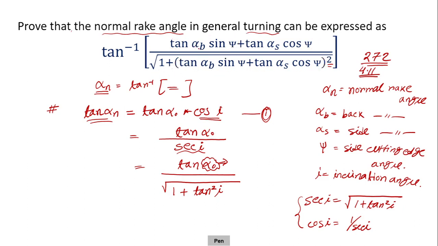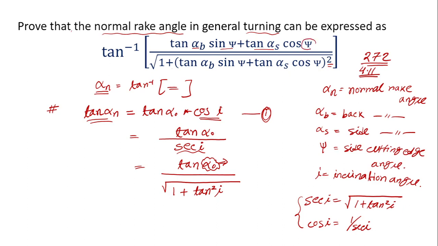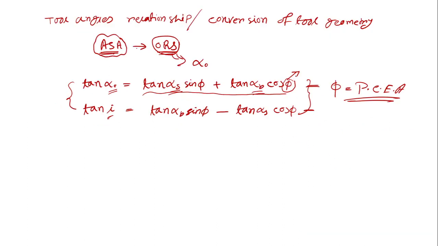Okay, now if I take a look at this equation, let me erase it, then you can see tan beta sine psi tan alpha s, sorry, I said tan beta but it's tan alpha b. So tan back rake angle sine psi plus tan side rake angle cos psi. So this equation and this equation are actually the same, the only difference is phi. Here it is written in terms of phi and here it is written in terms of psi, meaning here the side cutting edge angle is present and here the principal cutting edge angle is present. So just now we have to change this to tan psi.